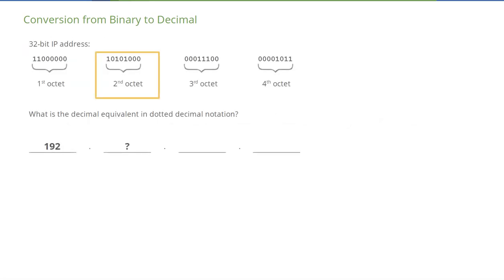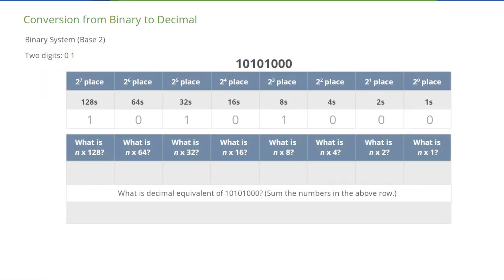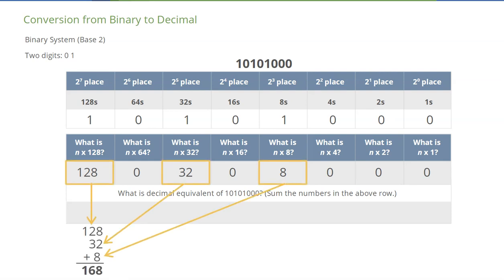Now let's determine the decimal equivalent of the second octet. Following the same procedure, we determine which bits are turned on, calculate their decimal equivalent values based on the powers of 2, and add these numbers together. Here, the 128's place, 32's place, and the 8's place are all turned on. Adding these 3 values together, the decimal equivalent of this binary number is 168.